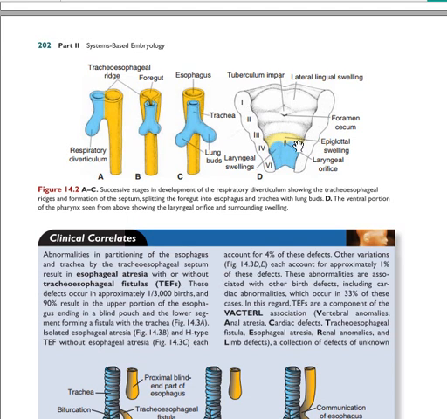Since arch 6 is involved with the larynx, the laryngotracheal orifice is involved with the larynx. That's why the larynx is supplied by the vagus nerve, because pharyngeal arch 6 is supplied by the vagus nerve. So the larynx is supplied by the vagus nerve because it is derived from pharyngeal arch 6.